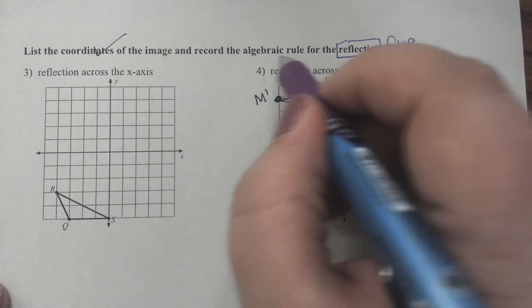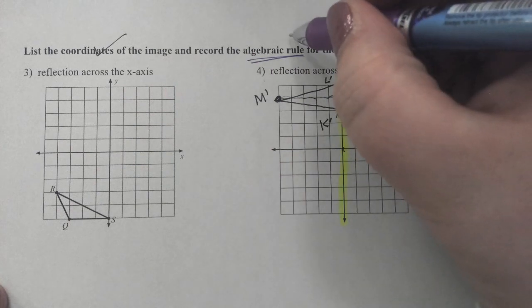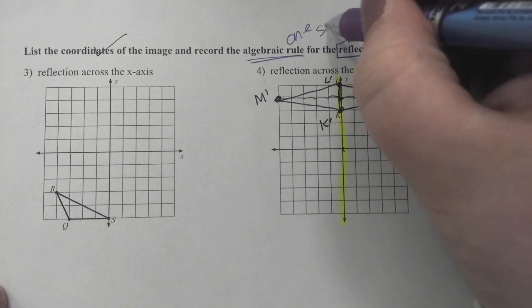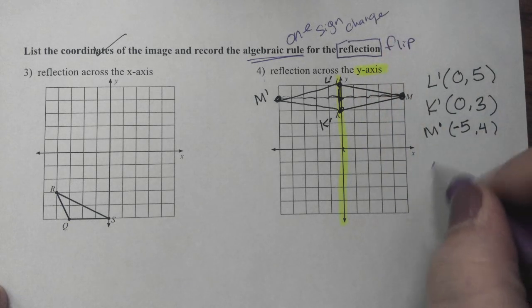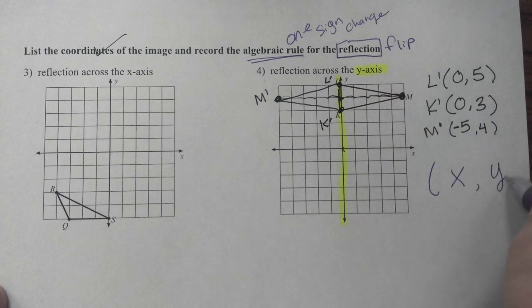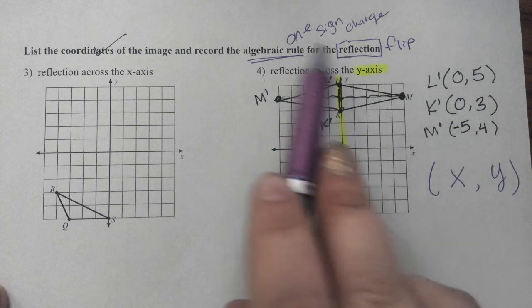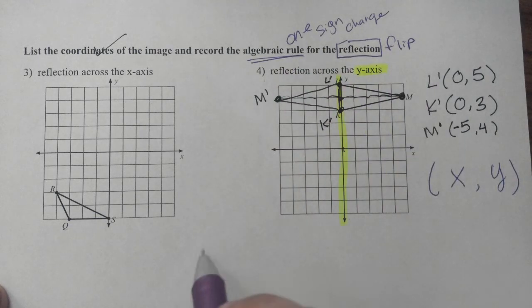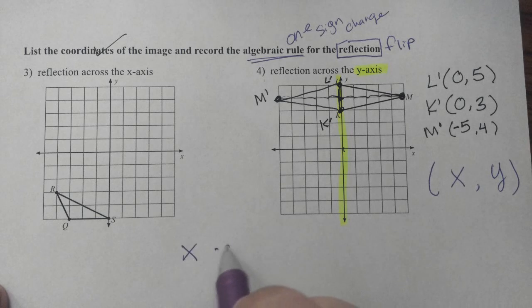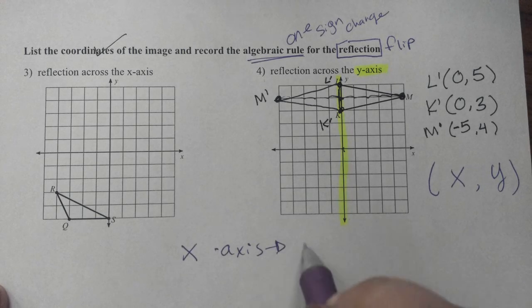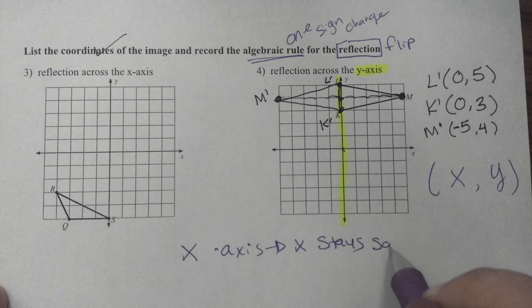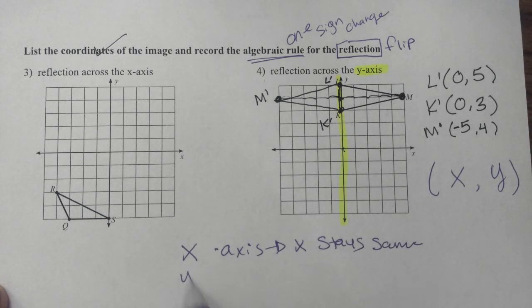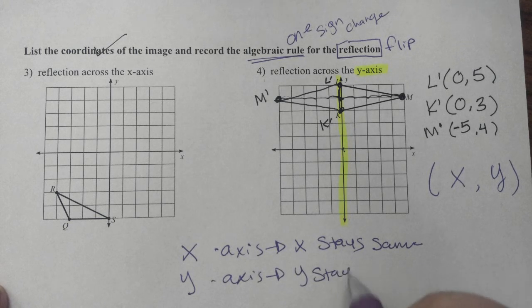Now remember, to write the rule for a reflection, there's only one sign change. So your letters stay in the same order. Ordered pairs are still x, y, but we have to change the sign of one thing. And remember, if you flip over the x-axis, the x stays the same. So if you flip over the y-axis, the y stays the same.